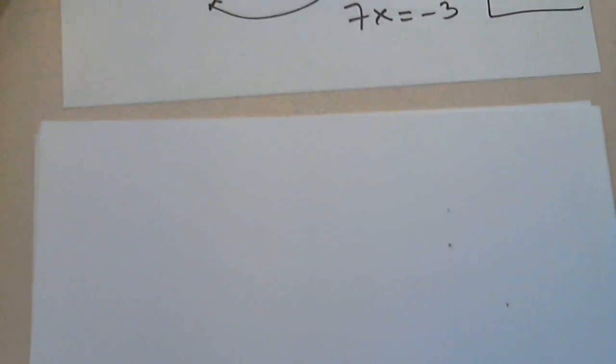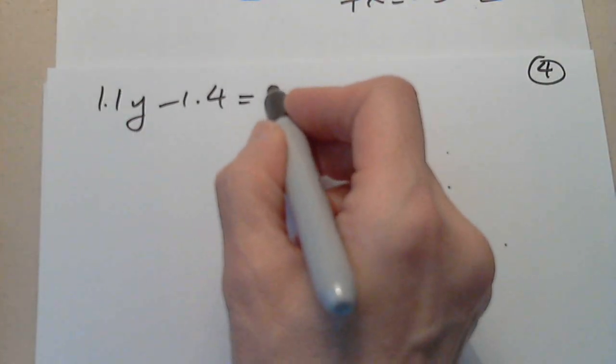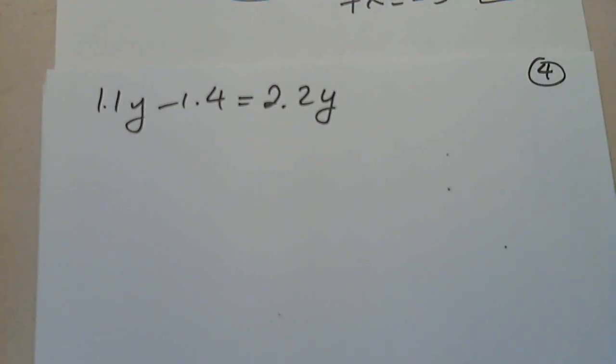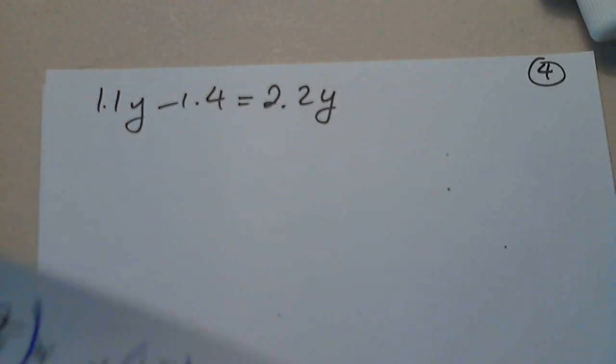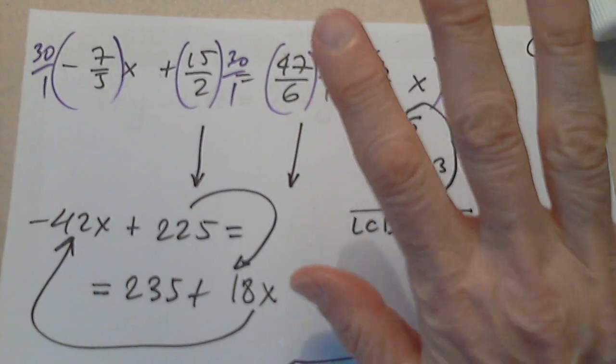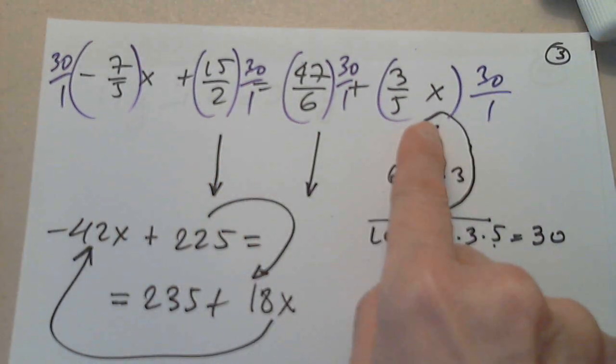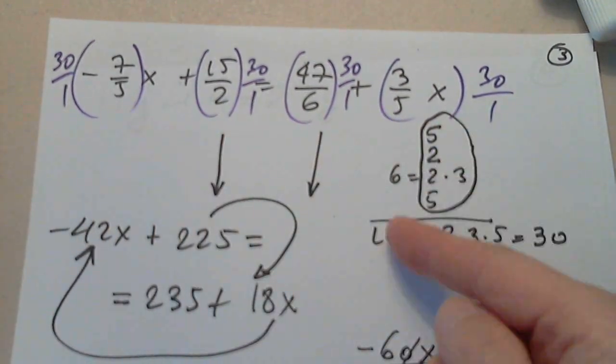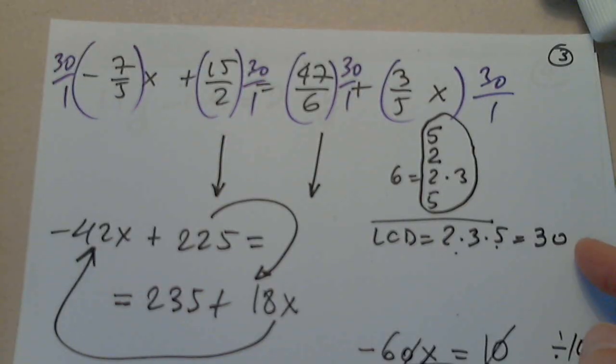Let's move on to some equations with decimal numbers. Here's one, 1.1y minus 1.4 equals 2.2y. So before we do anything, remember what we did before. Before we did anything, we said, okay, let me look at the least common denominator. Let me look at all these denominators. I put them on the side, and I found out that it's 30.